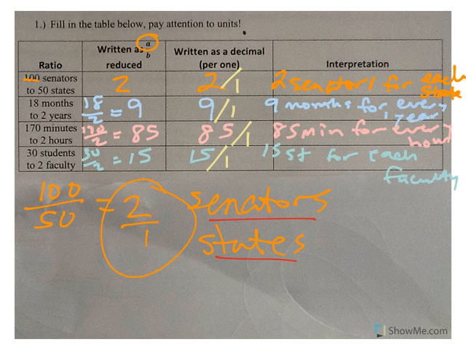And the second one, 85 minutes for every hour. For every 85 minutes of work you do, you get an hour of playtime, right? You can do these kind of ratios. On the last one, it ends up with being 15 students for each faculty member. A lot of schools will talk about their student-faculty ratio, and that right there is what it means.